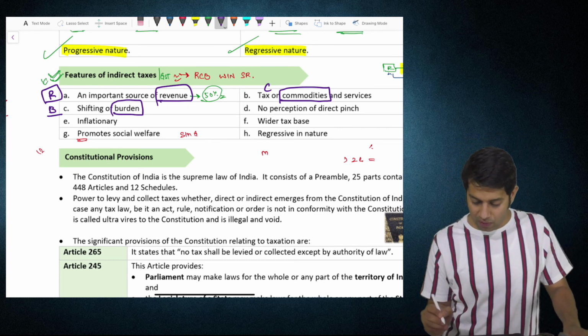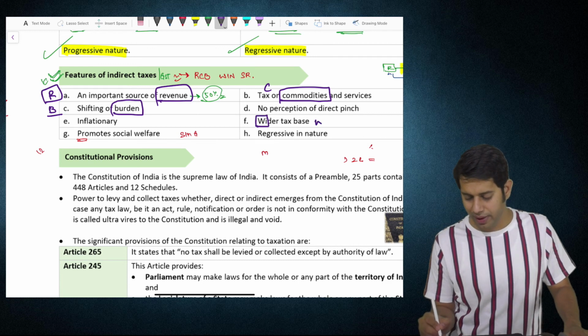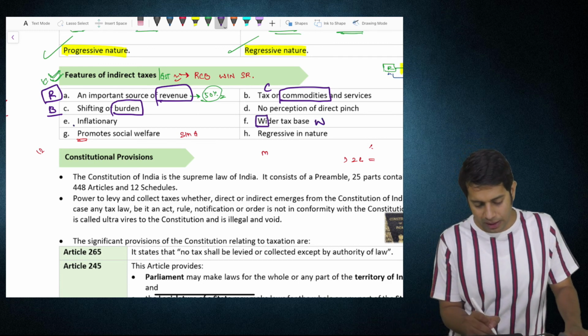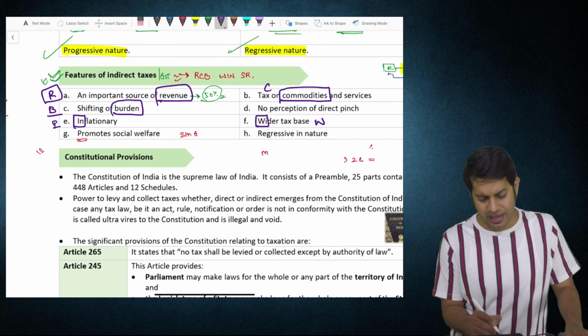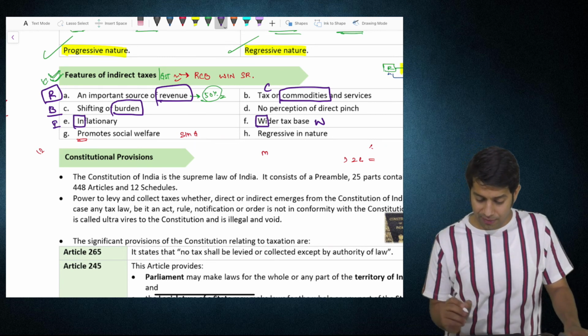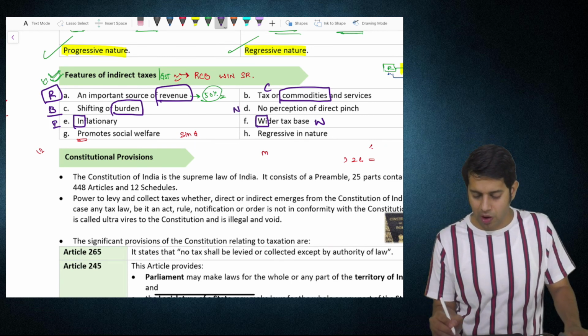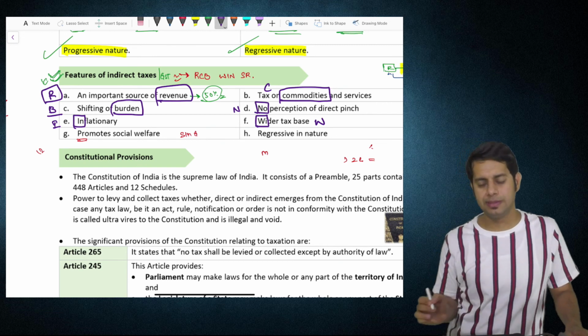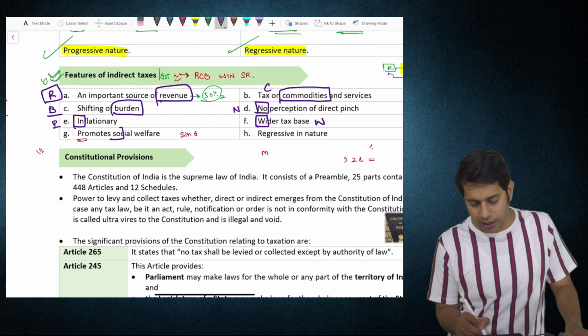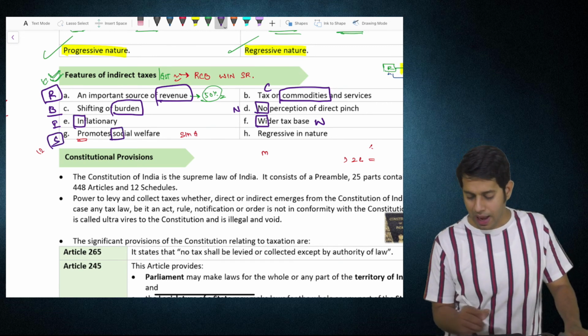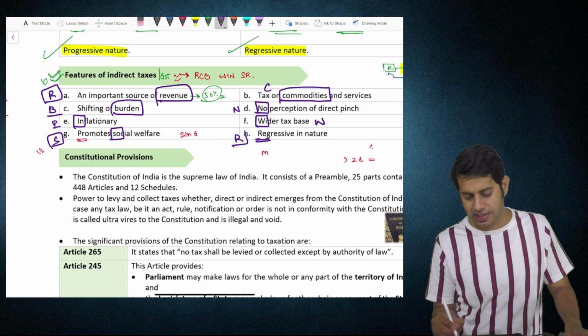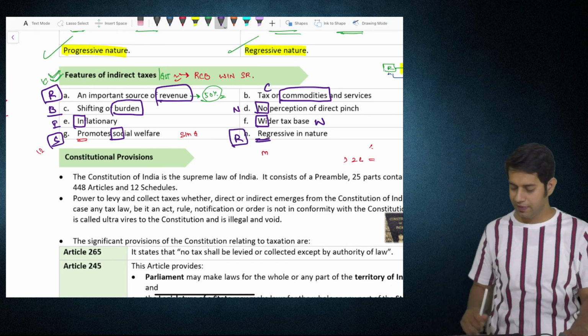Then W for it has a wider tax base. I for it is inflationary in nature. N for it has no perception of direct pinch. S for it promotes social welfare. And R for it is regressive in nature.